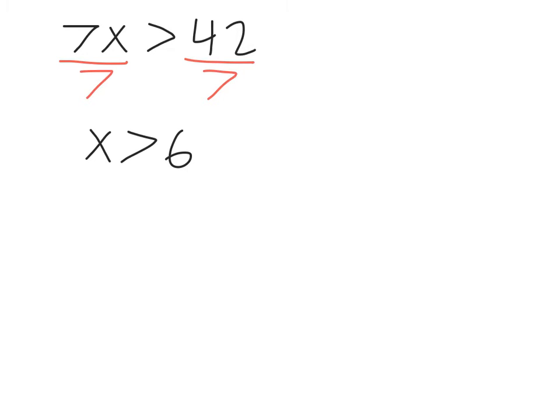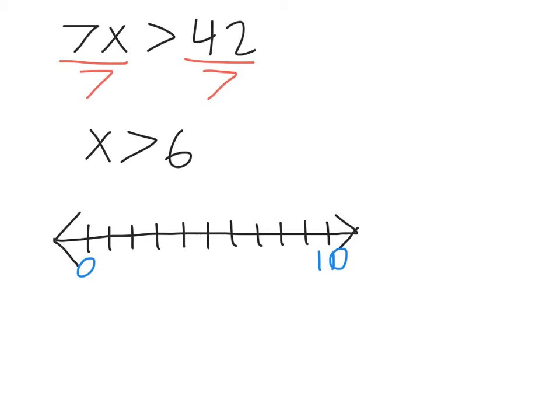And then we need to graph it. So we have our number line that goes from 0 to 10, and so we need to find 6 on the number line, and since there's no line underneath the sign, it's going to be an open circle at 6. So an open circle at 6, and then it's greater than, so we shade to the right. And that's it, and we move to the next example.